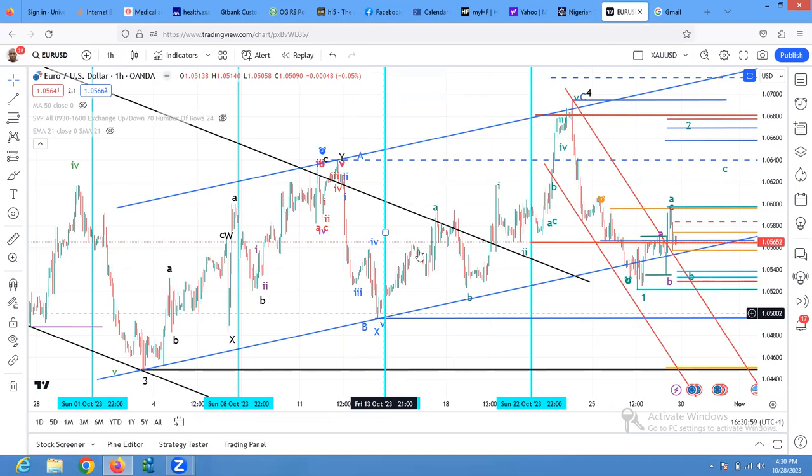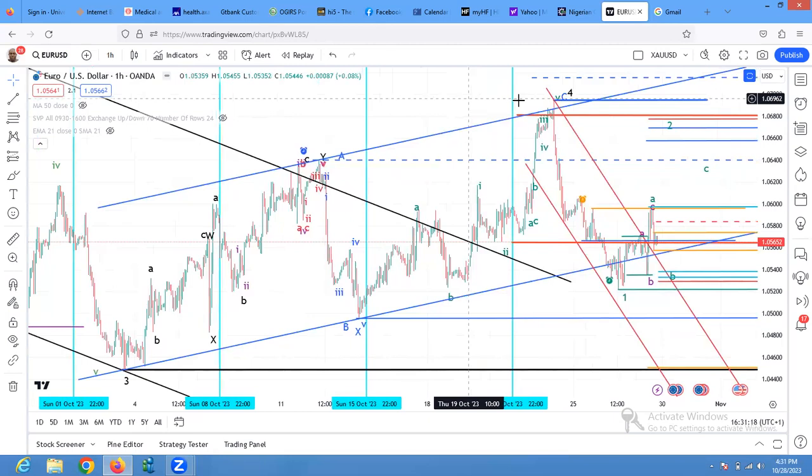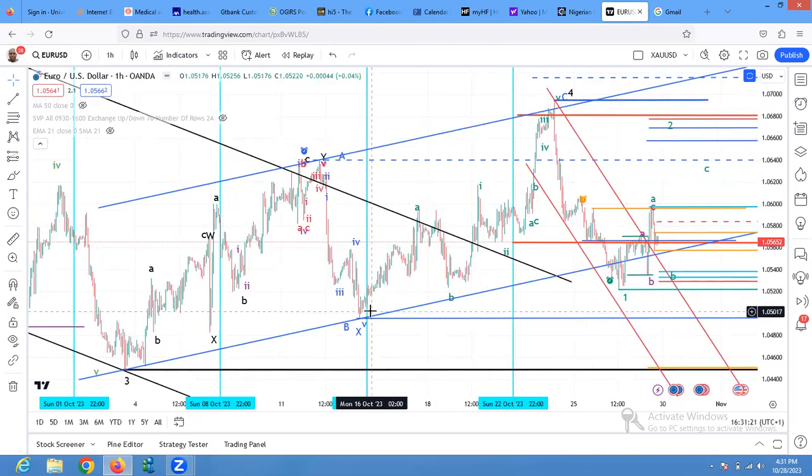After this, we did a complex correction of A, B. This one finished itself here. Then we came down like an A, B, and we now began to go up to do a 1, 2, 3, 4, 5 to finish this one here. Now we made higher high, higher low, from this low higher, more higher, and higher low here. Now this one is higher high, from this high to this high.